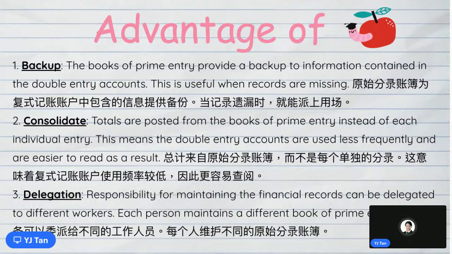Lastly, responsibility for maintaining the financial records can be delegated to different workers. Each person maintains a different book of prime entry. For example, there are certain companies that have a purchasing clerk, who is only in charge of the purchase journal. And they have a sales admin clerk, who is only in charge of the sales administrative journal.